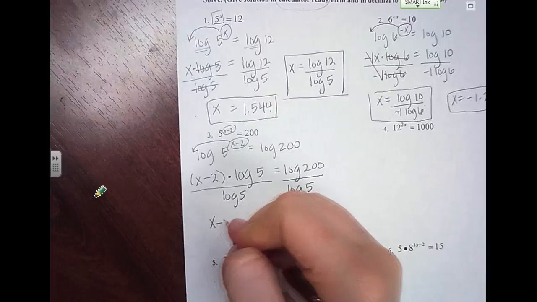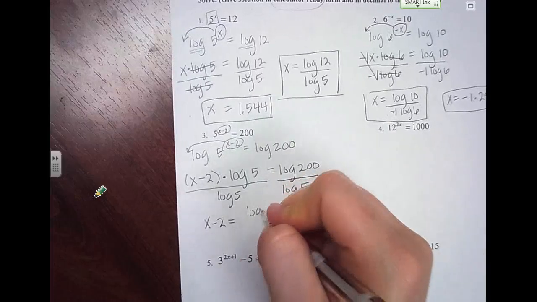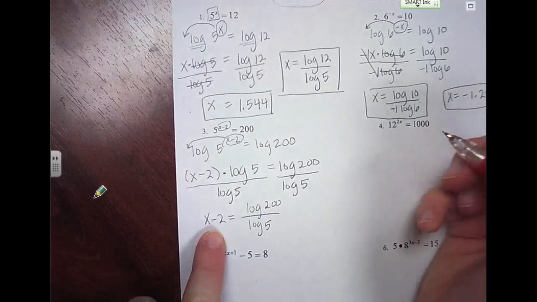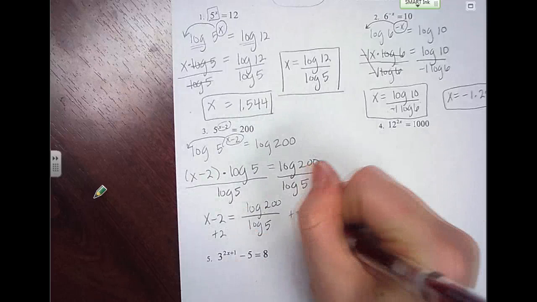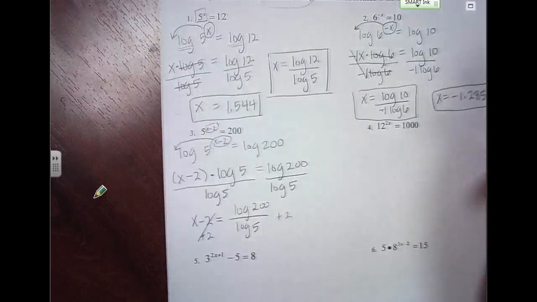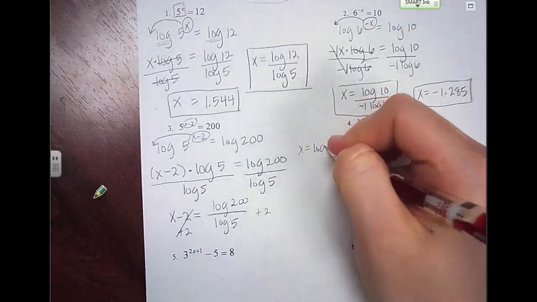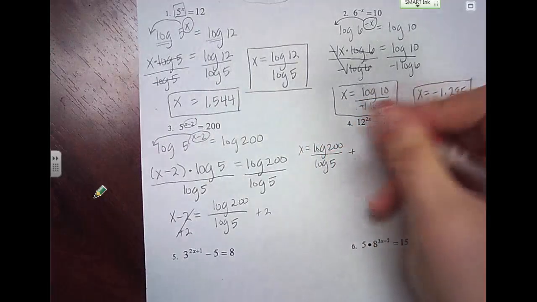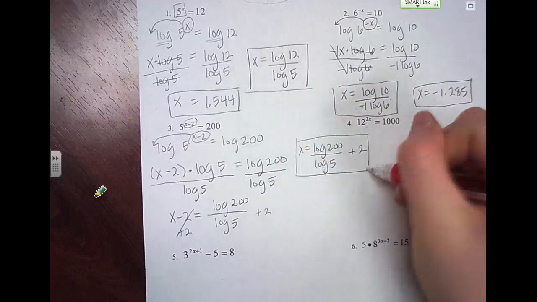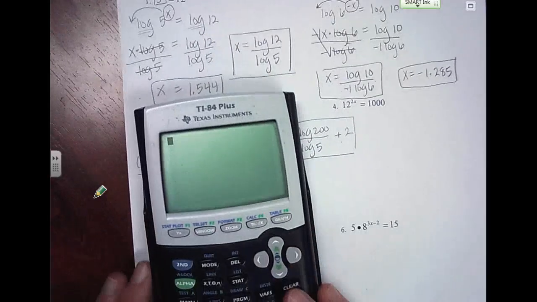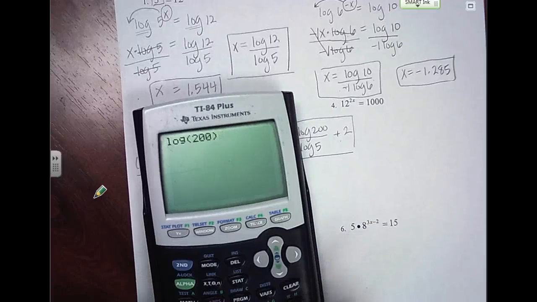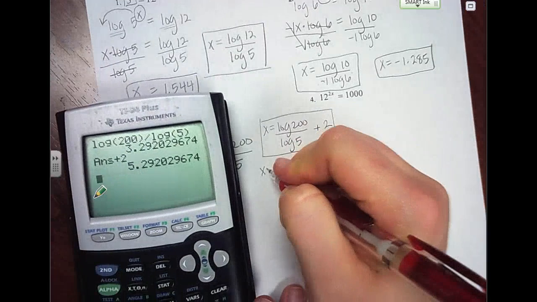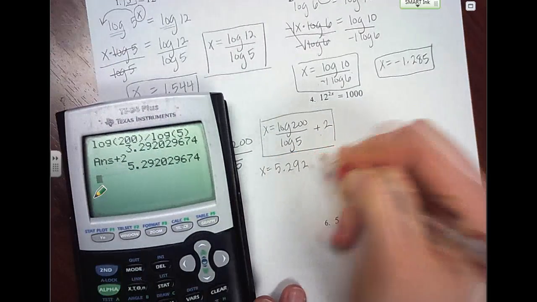So now I have x minus 2. I'm going to keep that whole thing for a second. How would you solve for x? You would add the 2 over, and then the 2 is gone. If I was doing the calculator ready form, I would leave it like this: log 200 divided by log 5 plus 2. Let's put that in our calculator in 2 different steps. Log 200 divided by log 5 equals, and then I'm going to add 2 to that. So x equals 5.292.